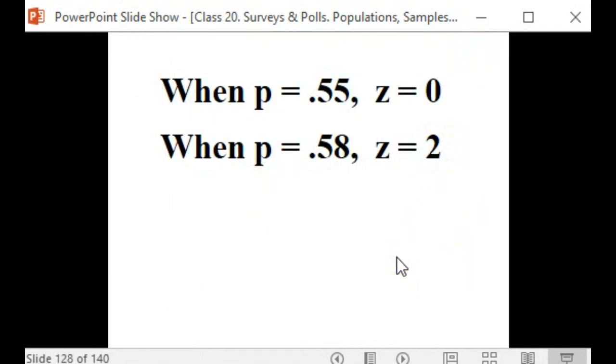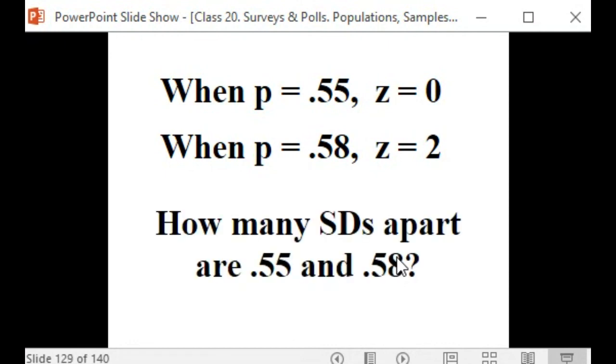So now let's see where we're at. We just figured out when p equals 0.55, z is equal to 0. When p equals 0.58, z equals 2. So now we're ready for another question. How many standard deviations apart are 0.55 and 0.58? So look at this for a second and figure it out.